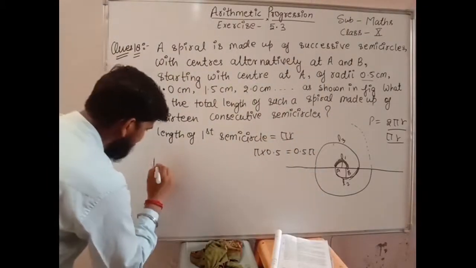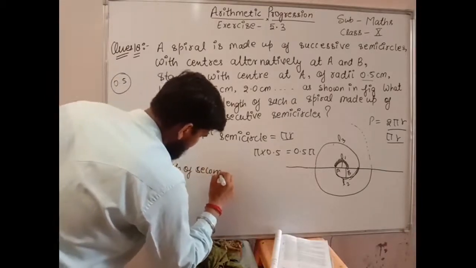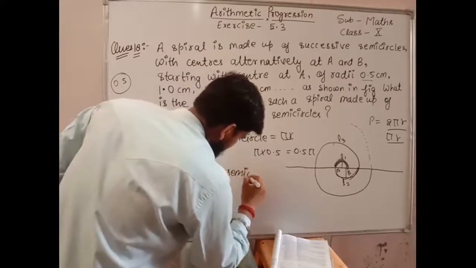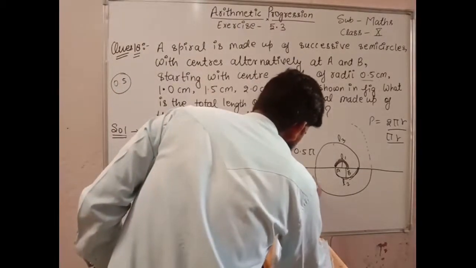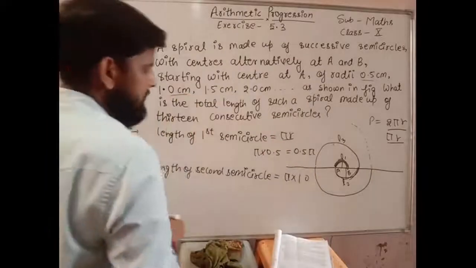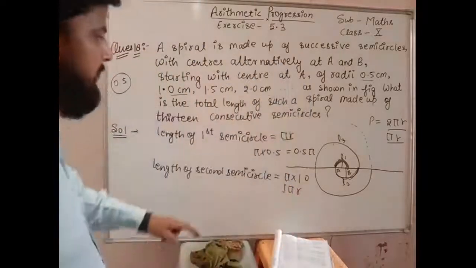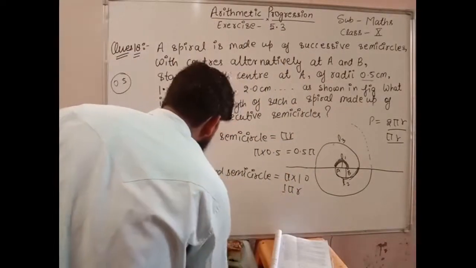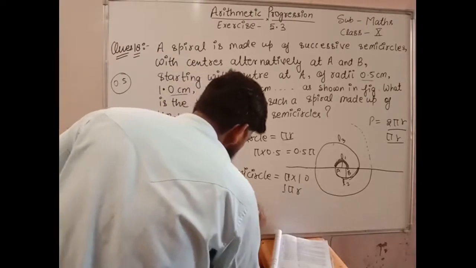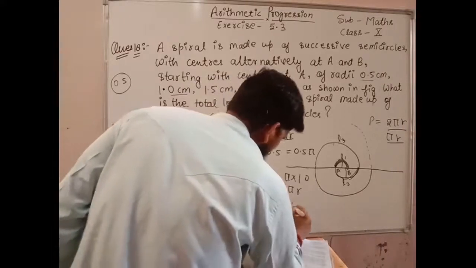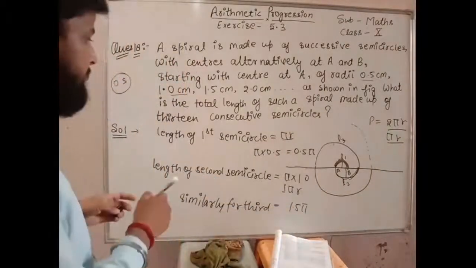Now the length of the second semicircle. Again pi r. Here r is equal to 1 centimeter. This is for the second semicircle. So this is equal to 1 pi. Same for the third semicircle. Similarly for the third, that is equal to 1.5 pi. Then 2 pi.